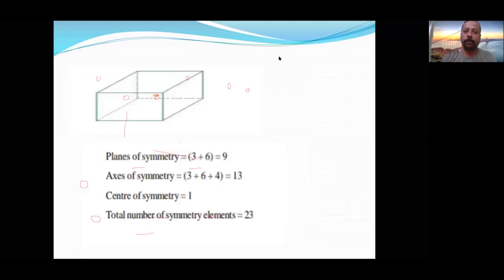Next one we are going to do is the center of symmetry. See this, there is only one center of symmetry. Understood? So, total summary: planes of symmetry are 9, axes of symmetry are 13, center of symmetry 1. Total elements of symmetry 23. Very, very important. Okay, this is all about the elements of symmetry.